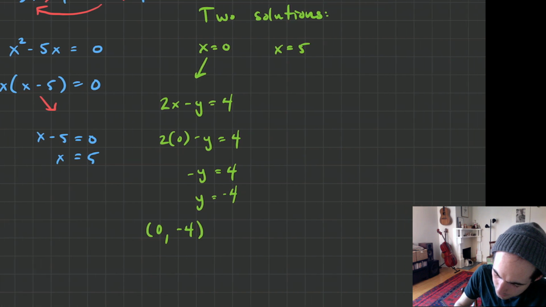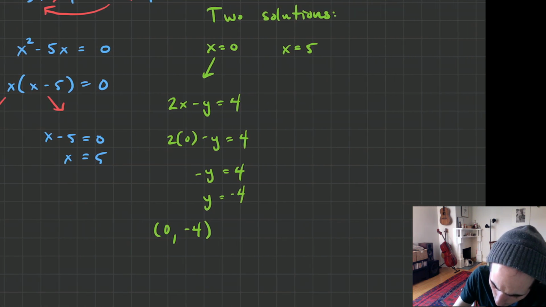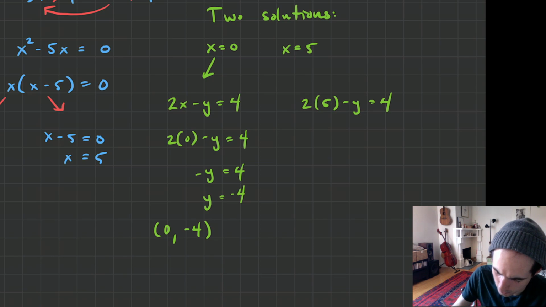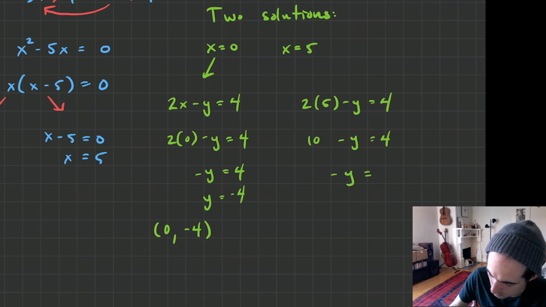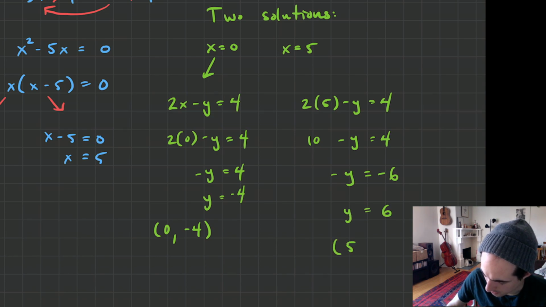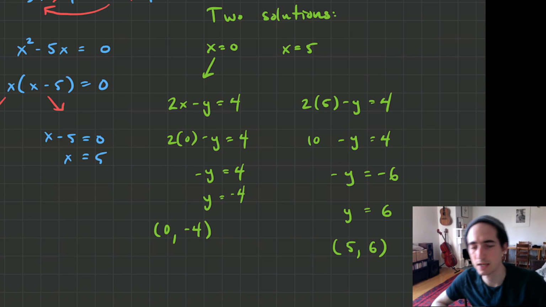Okay, and the other point of intersection, well, if x is equal to 5, we would have 2 times 5 minus y equals 4, right? I'm just figuring out what the corresponding y values would be. We would have 10 minus y equals 4. We would have negative y equals negative 6, or in other words, y equals positive 6. So our point would be 5, 6. Okay, so that would be the ordered pair that we're looking for.